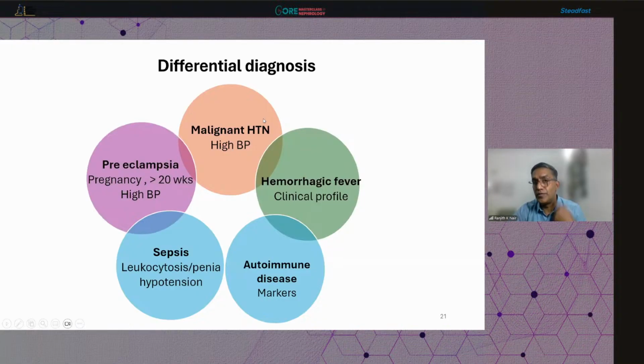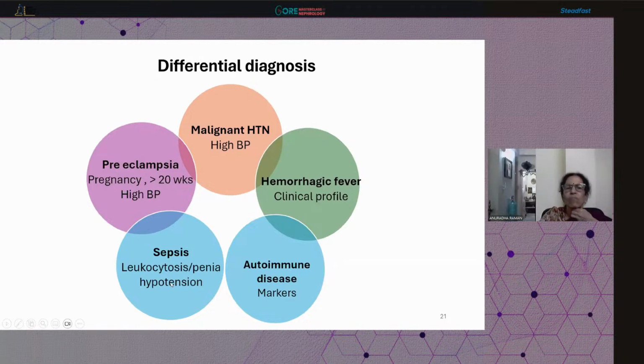Malignant hypertension, which was not the case here. The lady was never diagnosed to be hypertensive. She was never pregnant. The ultrasound would have checked it out otherwise. Was there sepsis? Yes, there was leukocytosis.